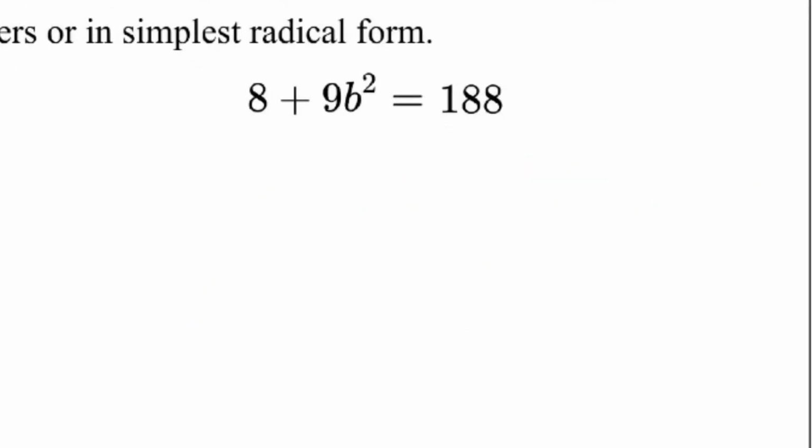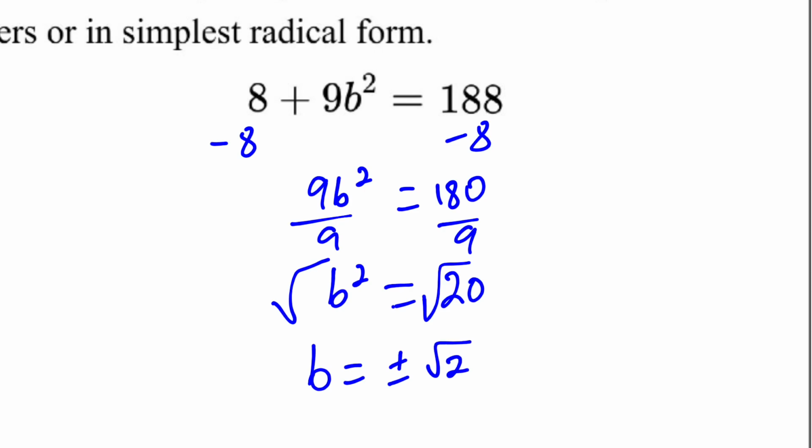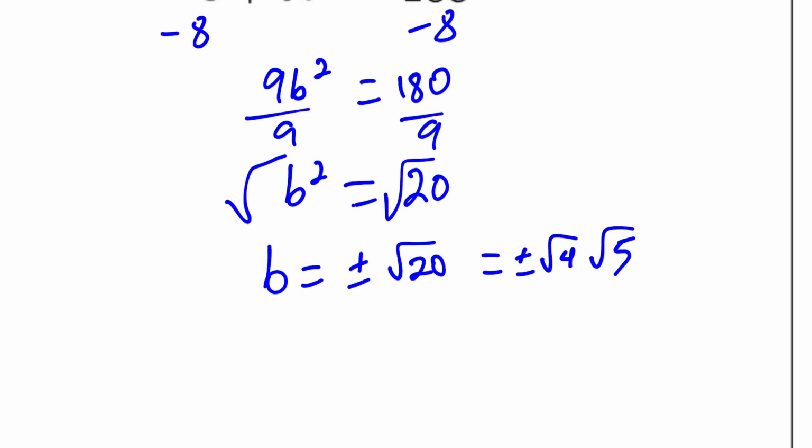To get b squared by itself, first I do minus 8. So I have 9b squared is equal to 180. Then I divide by 9. So b squared is equal to 20. 20 is not a perfect square, but it has perfect square factors. So if I take the square root of both sides, I have b is equal to plus or minus the square root of 20. And I can simplify this to the square root of 4 times the square root of 5, or plus or minus 2 root 5.